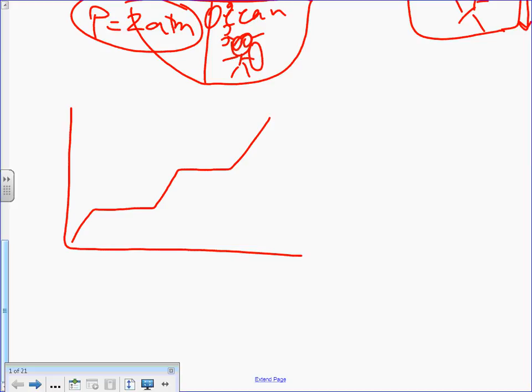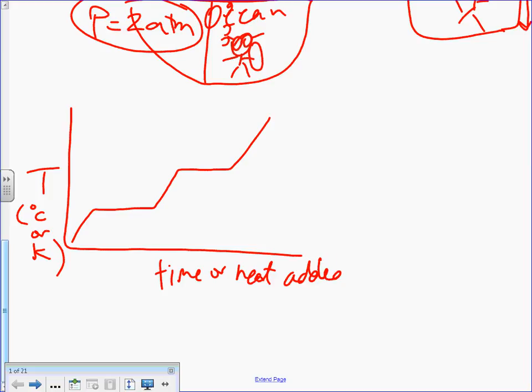Which one? So that y-axis is temperature. That's probably going to be in degrees Celsius or Kelvin. There's 2 different units of temperature. And then down here, time. And time can be here, or it can say heat added. Okay, so those are going to be 2 different terminologies that we'll use, and I'll talk about why later. But that's our heat curve.